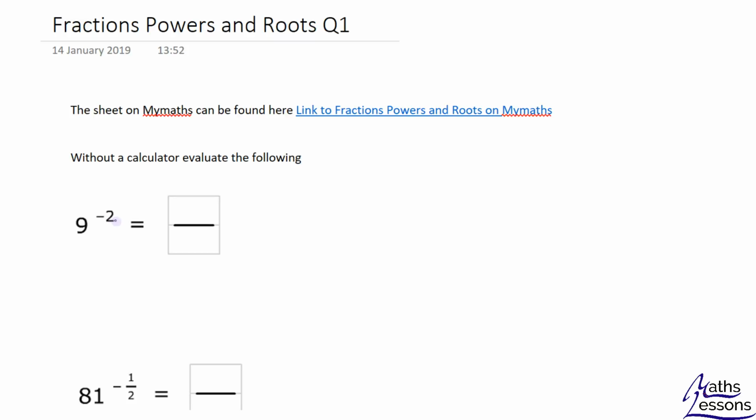So let's start off with our first one, which is going to be work out 9 to the minus 2. Now you should be able to do this without a calculator. I'll give you a few seconds to have a go at this, and then I'll go through it and discuss how you work this out.